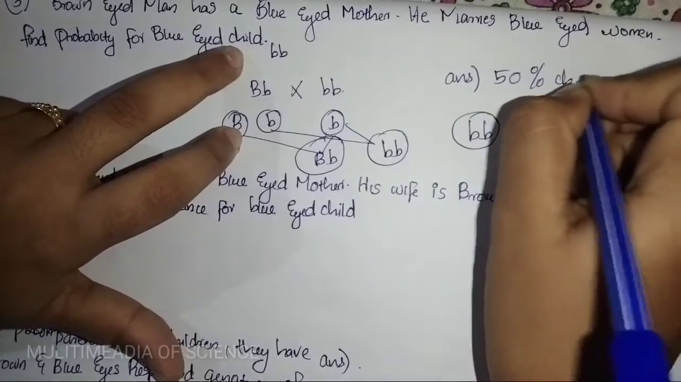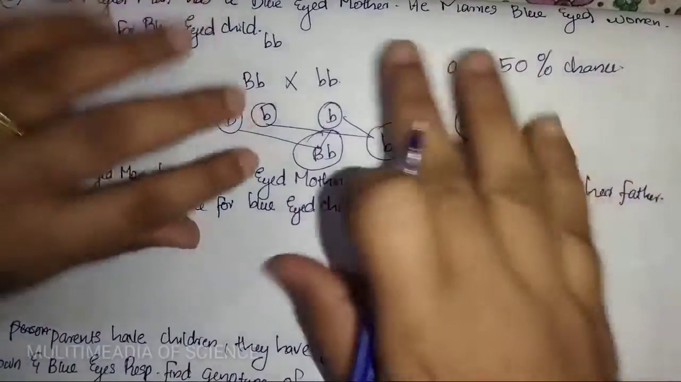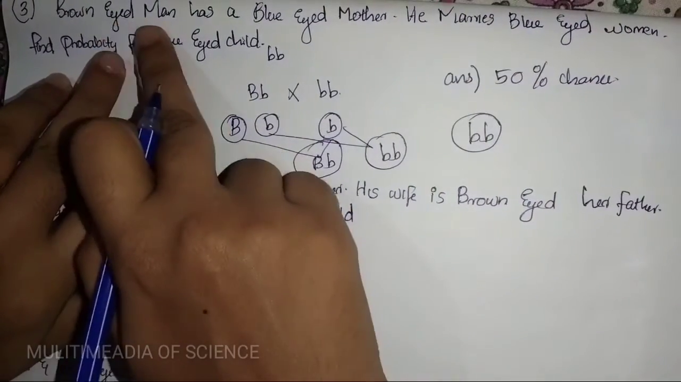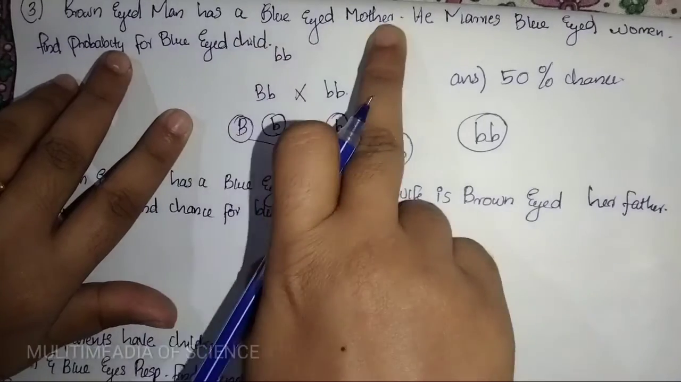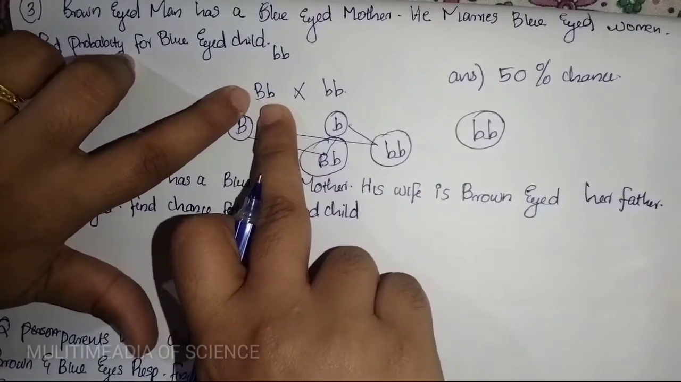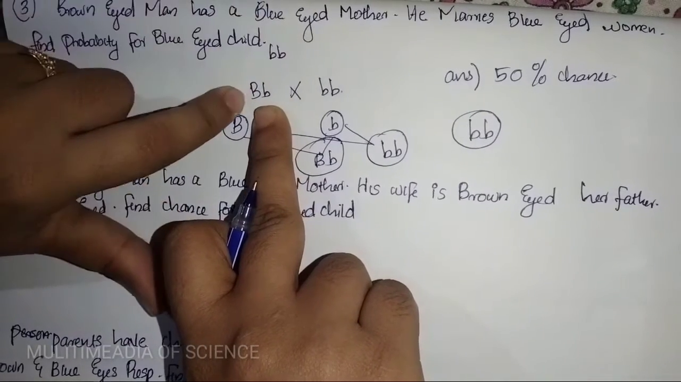50% chance. Hope that this question is clear for you. Once again, I am discussing this. That is, the brown-eyed man has a blue-eyed mother, which indicates that he is heterozygous. Okay. Then only he got this small b here.